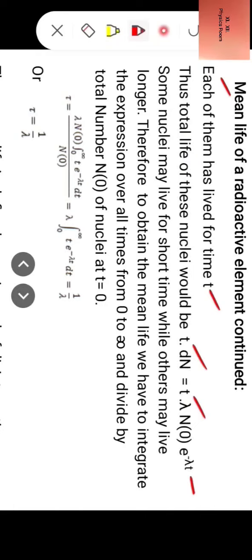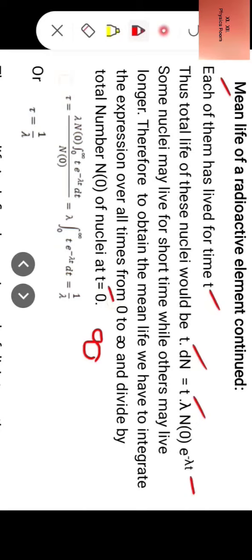Some nuclei may live for short time while others may live longer. Therefore, to obtain the mean life, we have to integrate the expression over all times from 0 to infinity and divide by total number N0 of nuclei at t = 0.